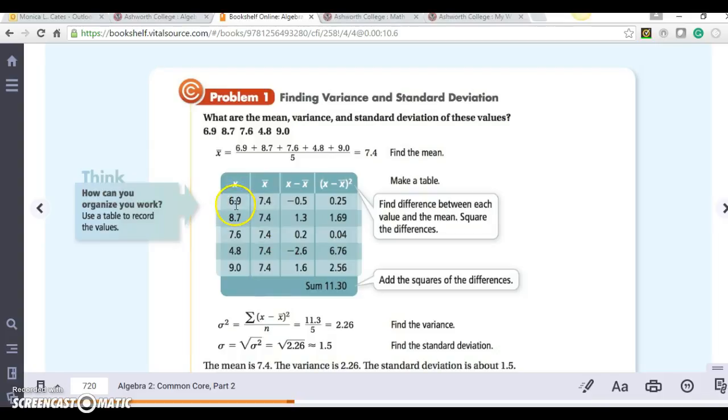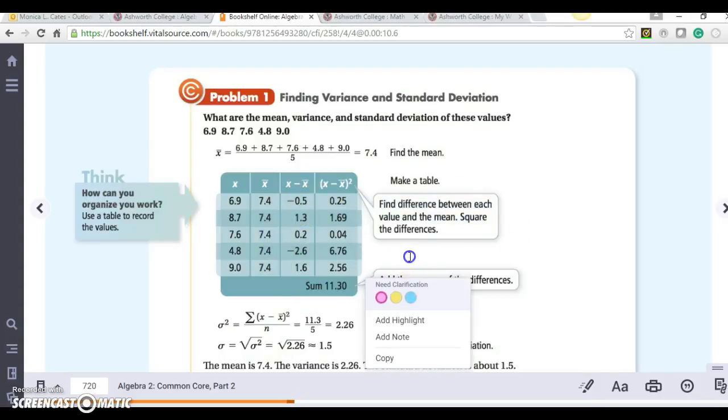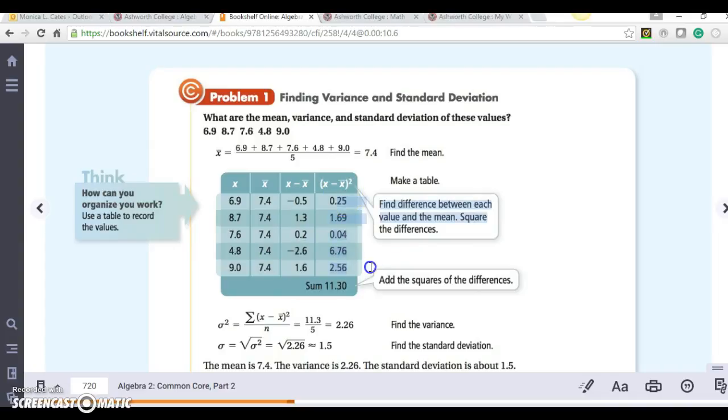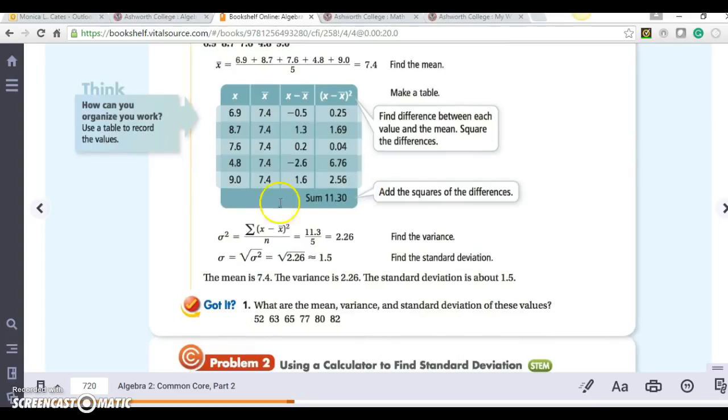Now they subtract x minus 7.4, the value minus the mean, for each value. Then they took that value and they squared it. So each time they squared the value, and then they added up all their values, and they got a sum of 11.30. And so the variance would be just this 11.3 divided by 5, and you get 2.26.